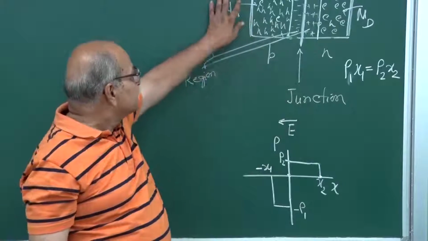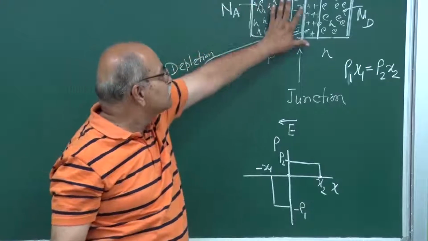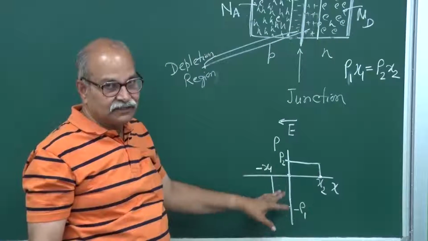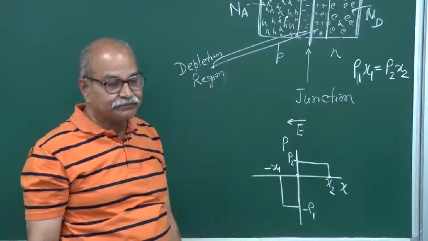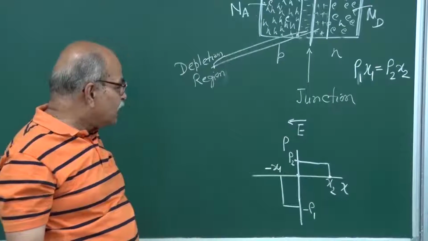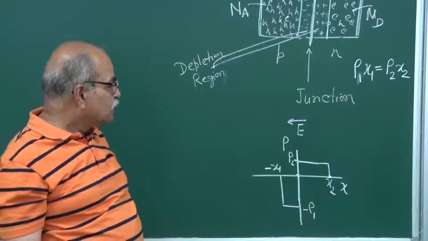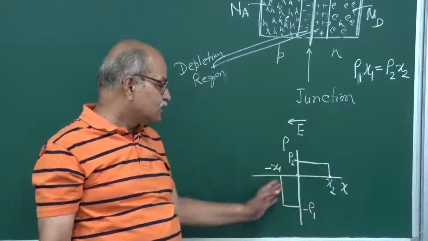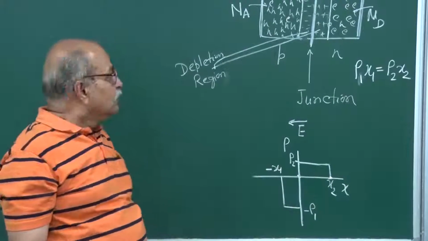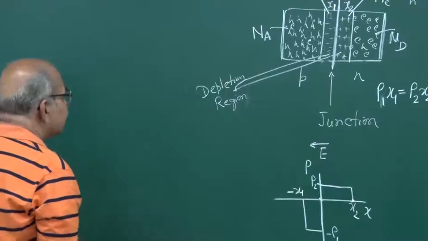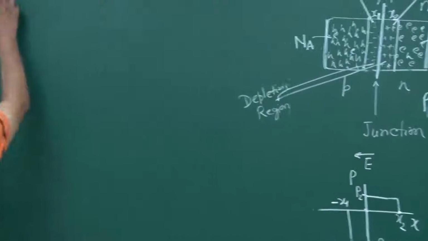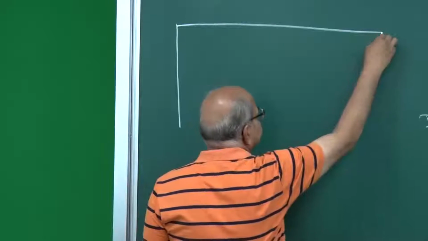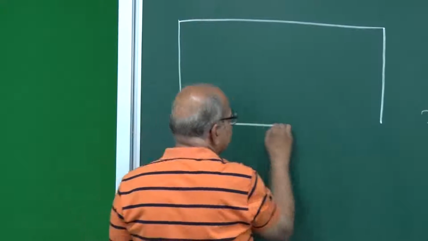If this dopant density is uniform in A and in D, it should result in this kind of charge distribution. So let me now calculate, if this is the charge distribution, what will be the electric field distribution? How will the electric field vary as a function of x? So let me draw another diagram, and I am only now showing you the depletion region.